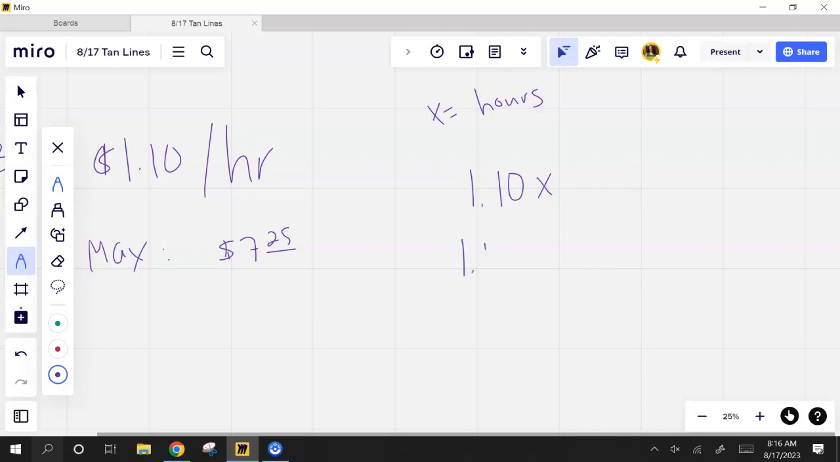But that's only, what did it say? That's only when X is, actually the maximum charge is $7.20 per day. How many hours would that be? 6 hours? So this is true when X is between 0 and 6.